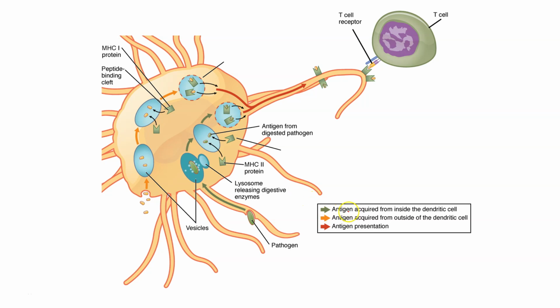Okay, so here are the two pathways. There's antigen that's acquired from the inside of a dendritic cell. There's antigen acquired from outside of the dendritic cell. And in either case, both are presented on the outside of the cell.